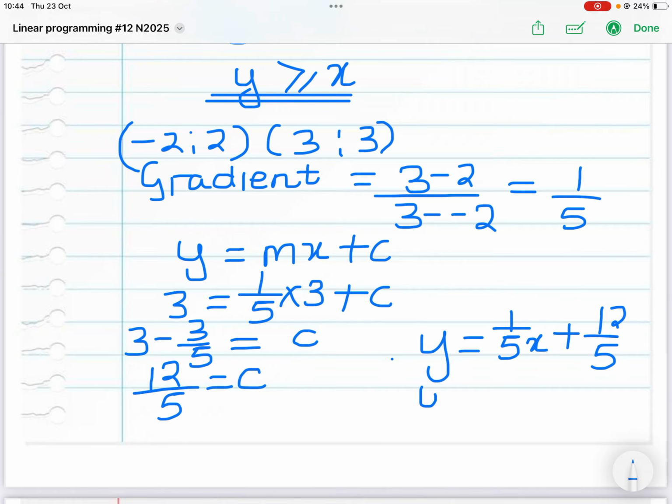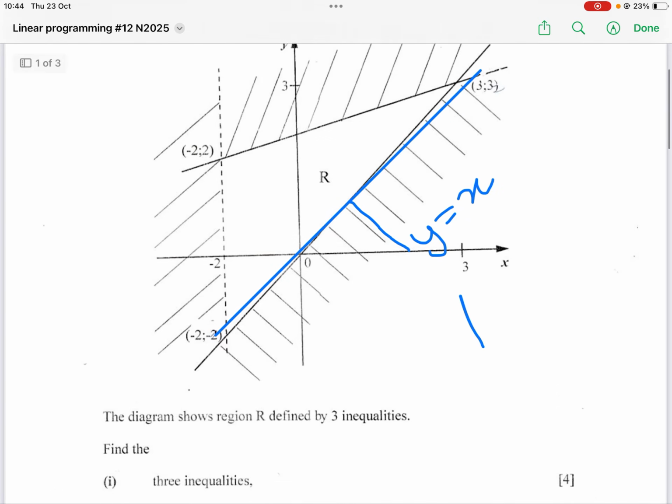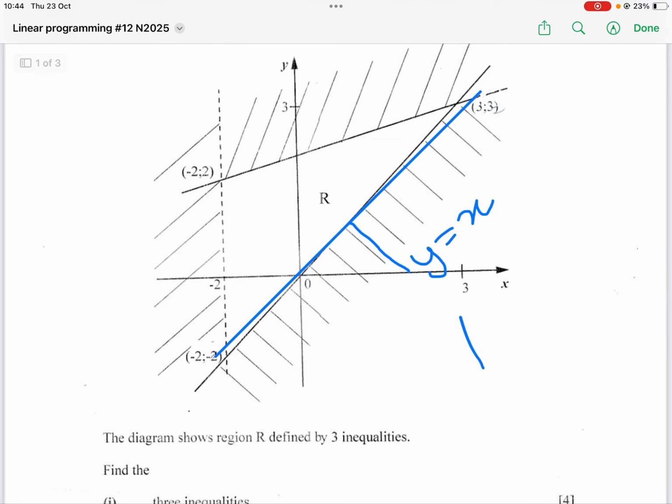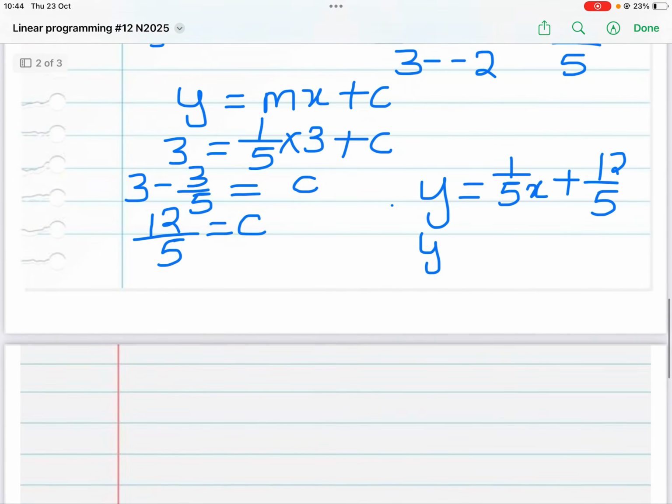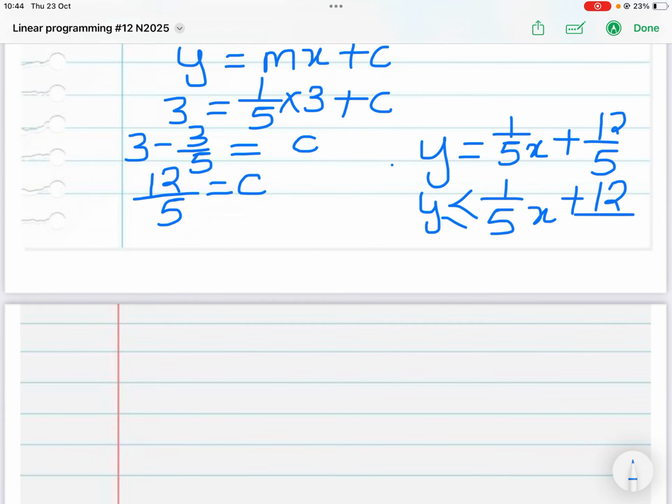So when we are now interpreting our inequality, we need to see the region that they have shaded above the line, which means that the wanted region is less than. So we are going to write that y is less than or equal to 1 over 5x plus 12 over 5.